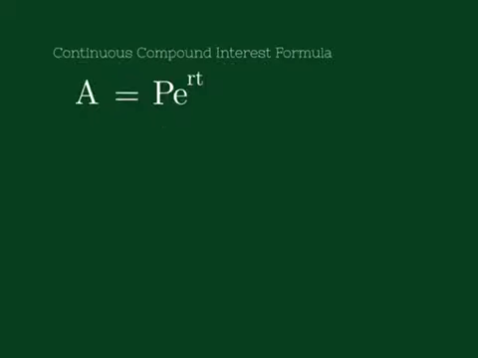So this next formula is also a compound interest formula, but this is when we have continuous compounding. The only time we use this formula is when we are told that interest is compounded continuously. So just like before, A stands for the amount in the account. P is the principal or the initial amount.